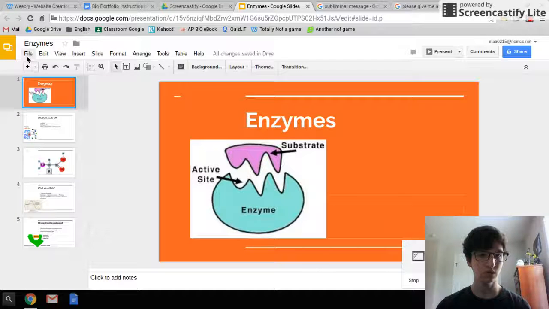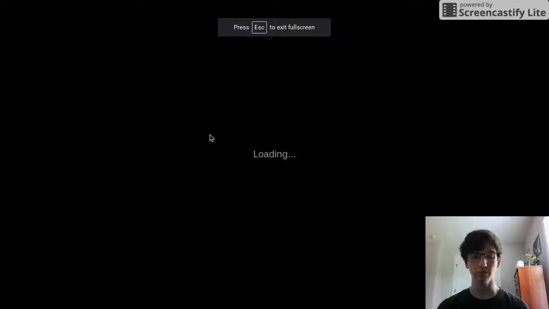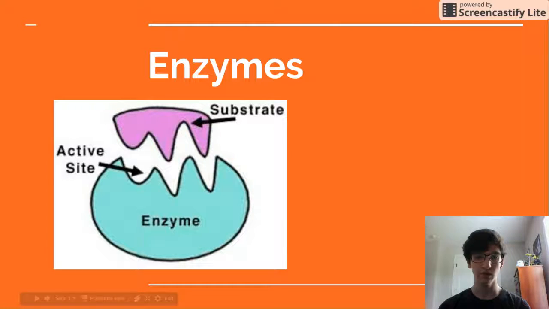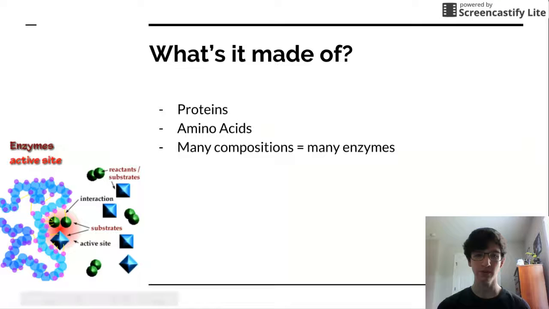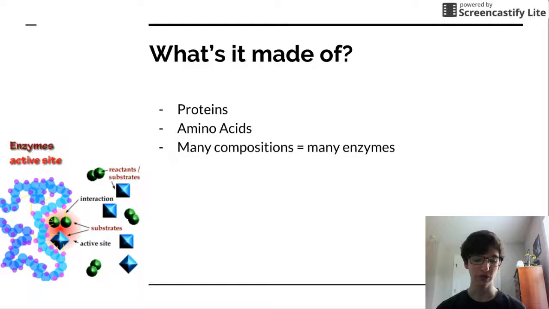Okay, so I'm going to be presenting about enzymes for my biomolecule part of the project. Enzymes are necessary for the cell, and they are made of proteins, which are polymers, and those polymers are made of smaller units called monomers, which are amino acids.